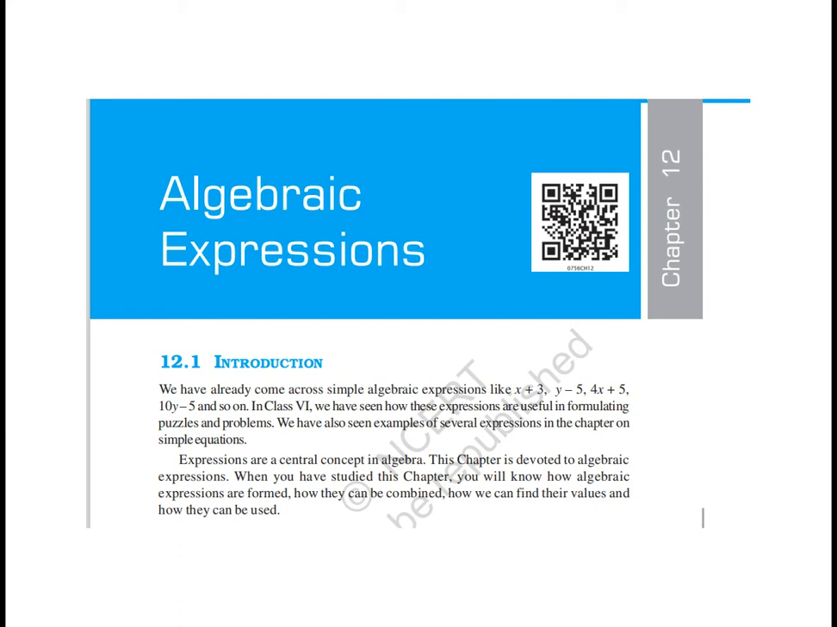So every algebraic equation will only have one solution. 5x plus 10 equal to 20 is only true for x equal to 2. It cannot be true for any other value of x. So every algebraic equation will have only one solution. Where we are doing algebraic expressions, for example x plus y minus 2, 4x plus 5, these are all algebraic expressions.